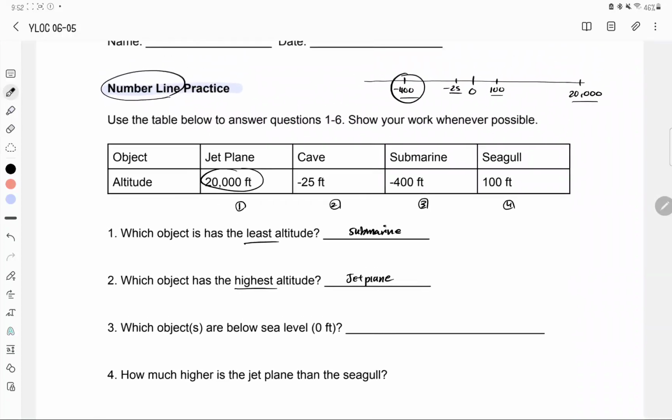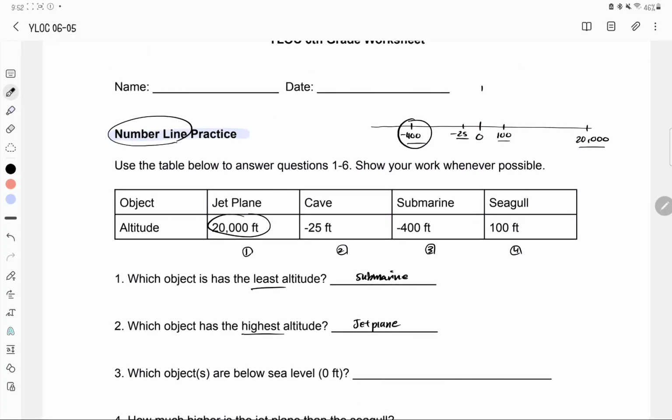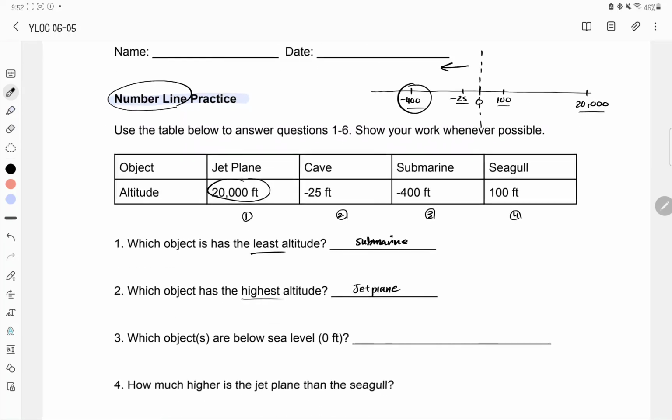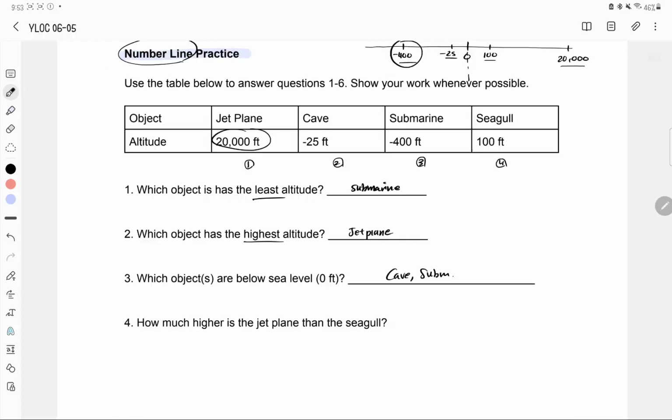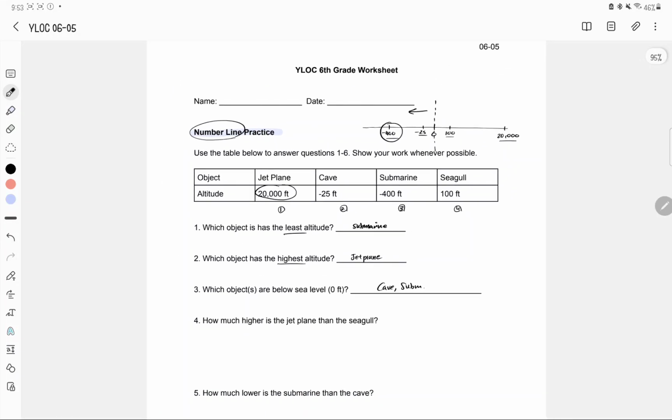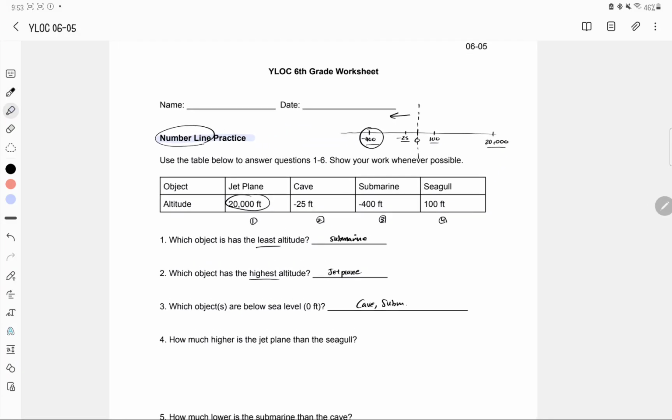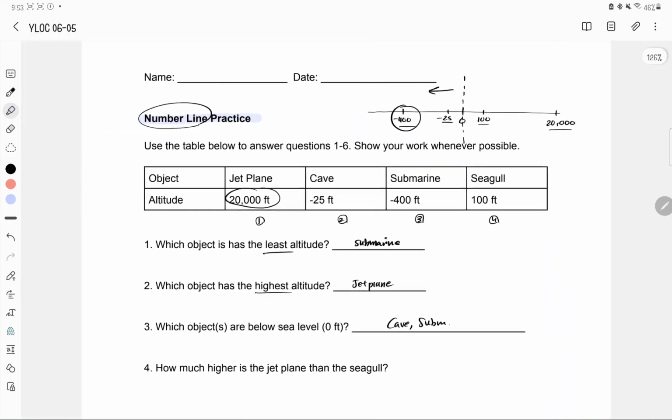And objects below sea level. Sea level in the question is indicated over here, so any number that is left of the 0 will be the objects that are below sea level. So it's going to be the cave and the submarine, right? So number 4: how much greater is the jet plane than the seagull? We have to find the distance, right?